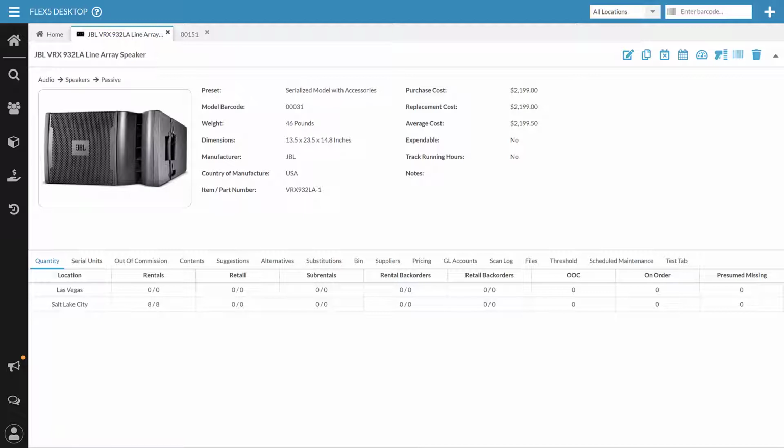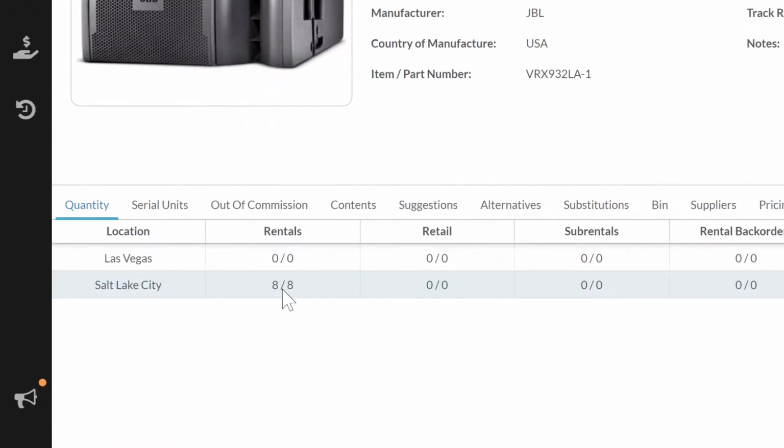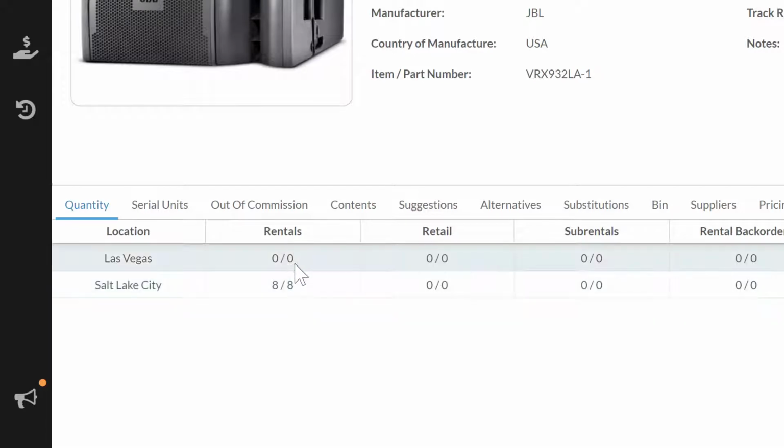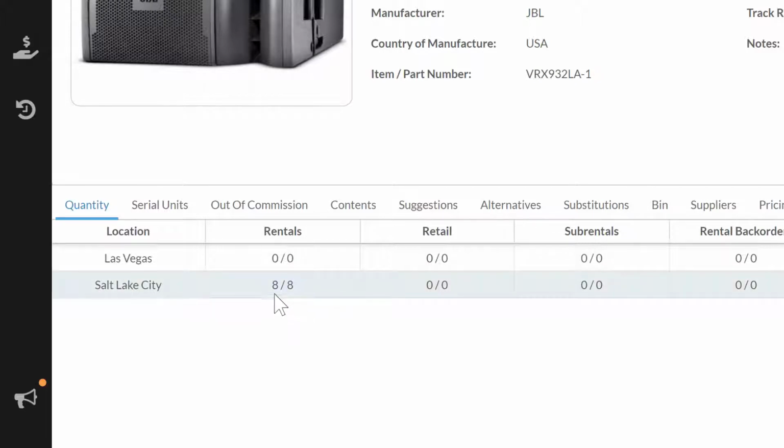Okay, so for this, I'm going to use this JBL VRX speaker that I have in my system, and currently in my on-hand and allocated or owned quantity. Now, we commonly use the allocated term because if I had some allocated to Vegas, it isn't what I own. The owned would be them combined together. But many of our customers only have one location, and for that, then owned is a perfectly logical term as well. So I'm at 8 of 8 in this, and we're going to look at what happens when I do things like moving it to presumed missing, out of commission, etc.